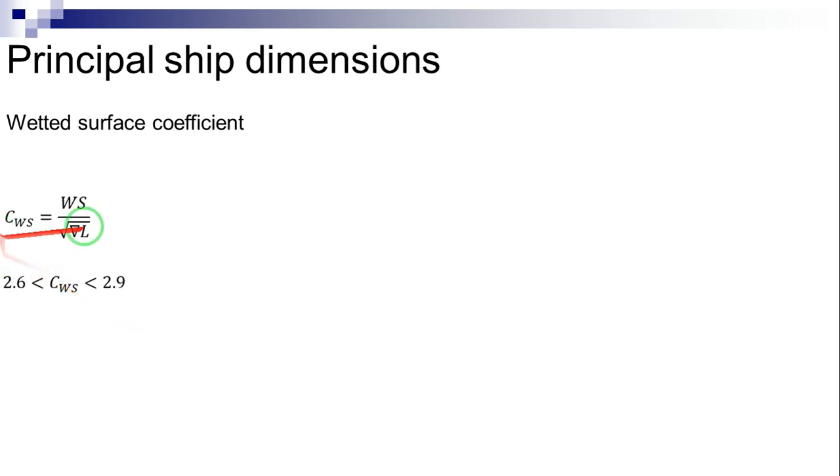Wetted surface coefficient. In order to compare the wetted surface of different ships, it is useful to calculate a dimensionless coefficient which relates the wetted surface to the basic characteristics of the hull. Such a coefficient is shown by CWS, as we can see here. Here, WS is the wetted surface up to any waterline. For normal ships, CWS ranges from 2.6 to 2.9. It can be shown that CWS is mainly a function of beam to draft ratio and Cm, the midship coefficient.